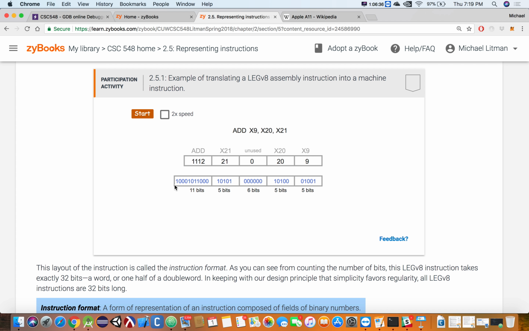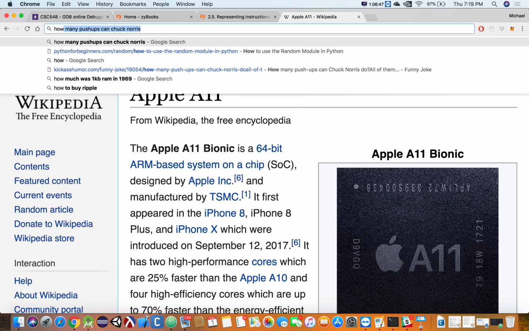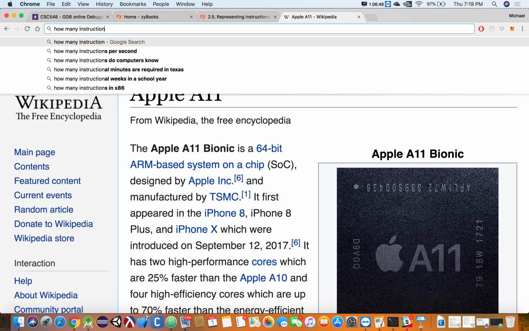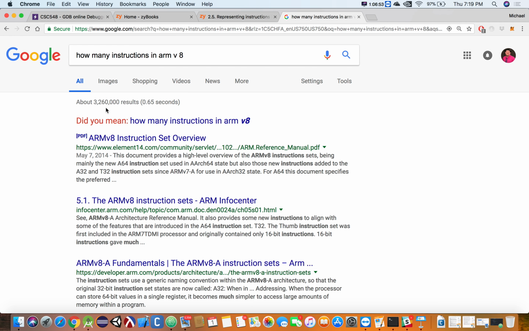Now, I doubt ARM uses all that space at this point. I don't know their current number of instructions. Since we're interested, let's just look it up real quick. How many instructions in ARM v8? I'm guessing 1,000 something.